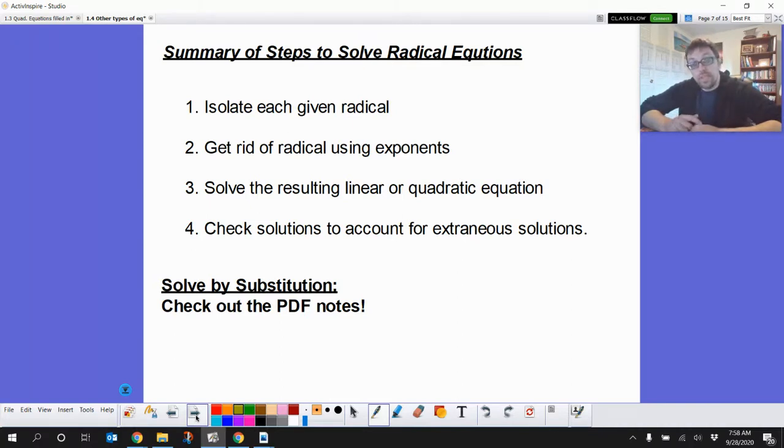What I would like you to do at this point is go to the PDF notes and browse the U substitution problems and get an idea of how to do them. We're going to be probably doing a lot of those in class, but make sure you get a preview of them before you come to class and do your check for understanding.